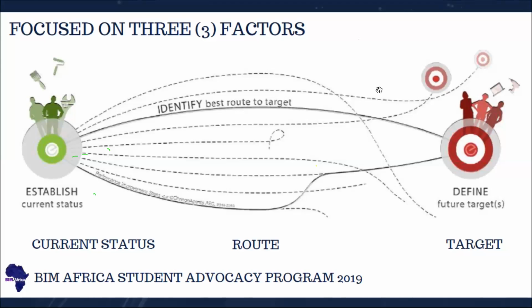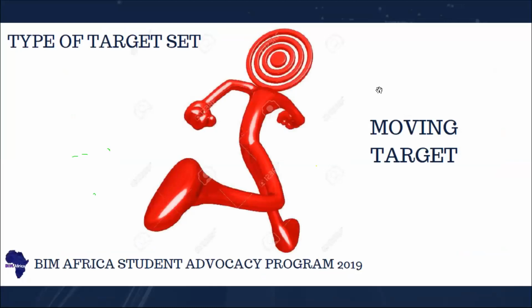Also, another thing to point out, if you look at the target, you would see that we have one defined target, and then we have other targets in other places, which are a bit higher or a bit lower. So what this means is that you could have a target which is moving. What does a moving target mean?